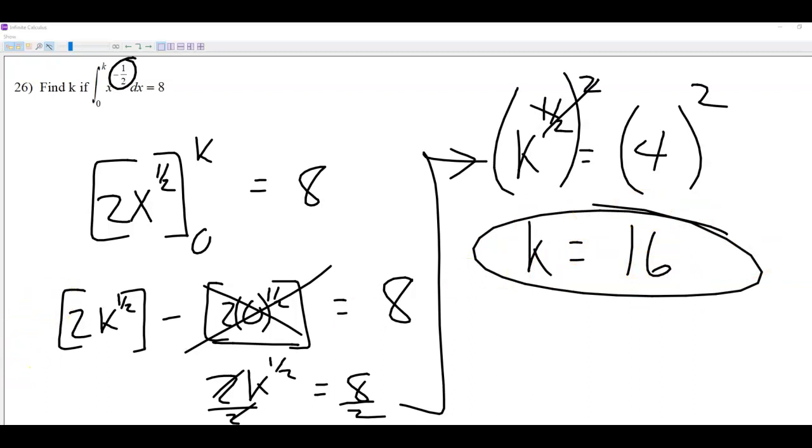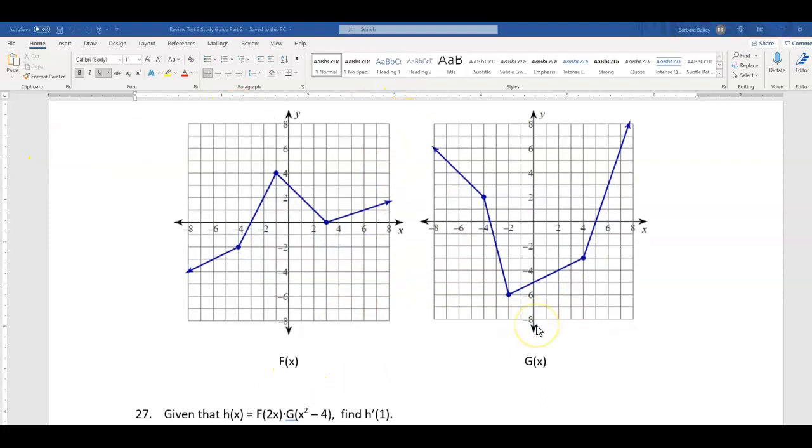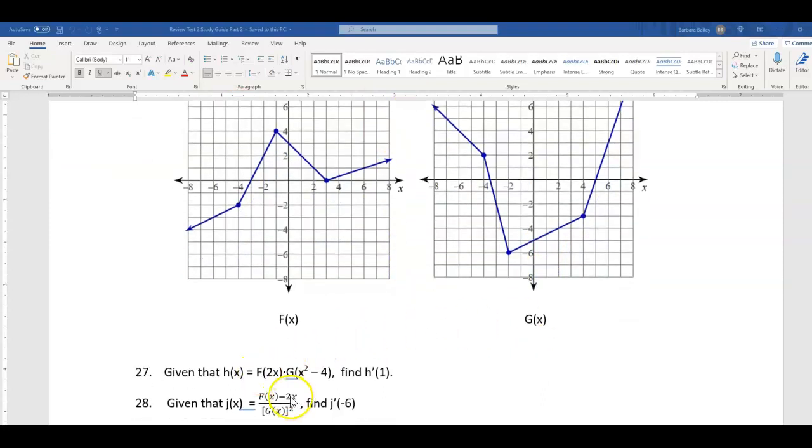And that'll do it. All right, for numbers 27 and 28, we're going to use these graphs here. We've got f of x and g of x. For number 28, it says, given that j of x is equal to this crazy-looking thing, we want to find j prime of 6. So the first thing we want to do is take the derivative of j.